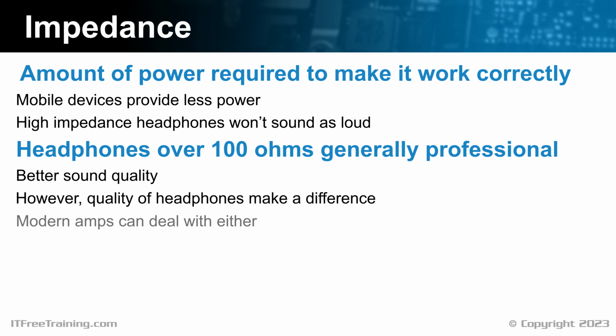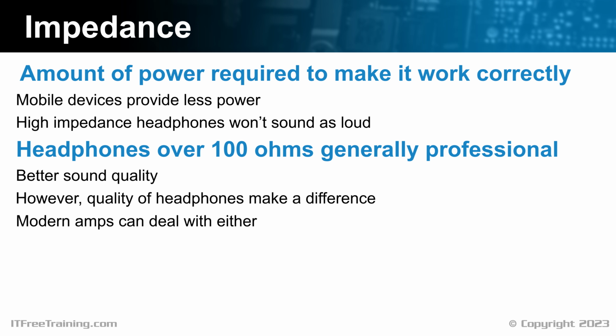Nowadays, modern amps can deal with either low impedance or high impedance headphones without any problems. The amp is essentially the electronics that amplifies the sound, so the signal is strong enough to be useful. Personally, I would look at the quality of the headphones to see if they are good enough to meet your needs. If you're considering using headphones in a mobile device, consider headphones with around 50 ohms impedance or lower. With technology getting better, you'll find that the impedance in headphones is generally getting lower.